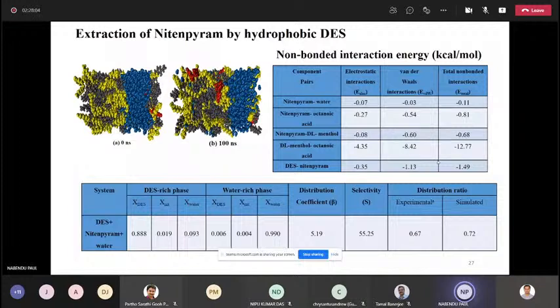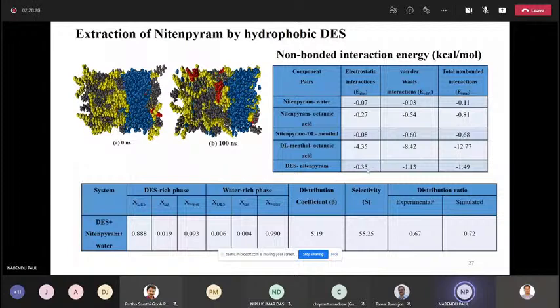Actually, that is what we found in the extraction efficiency, both experimentally as well as in the simulation. The extraction efficiency is closely 43%, and we got similar results in the MD simulation also.